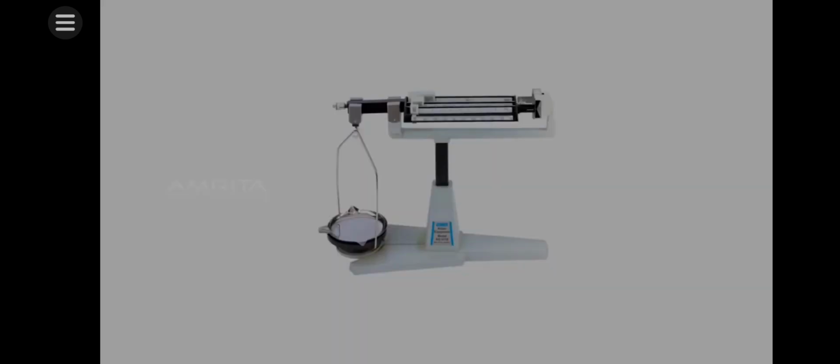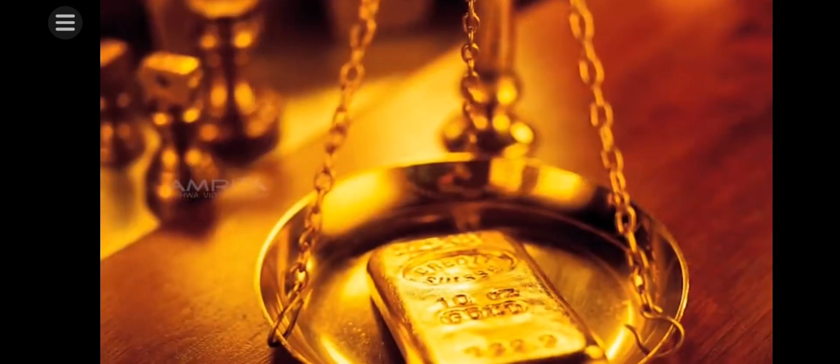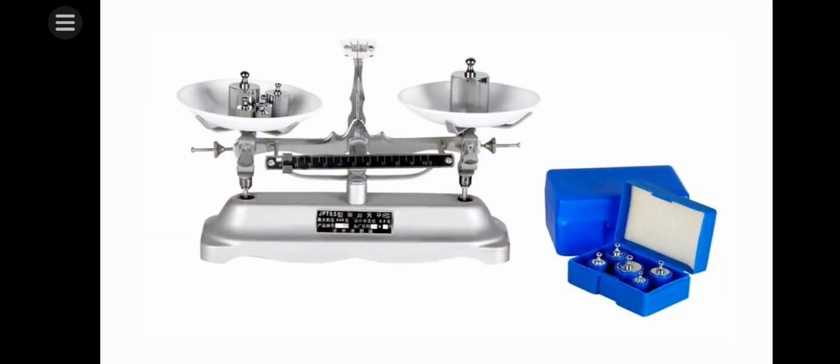Applications: beam balances are used for precision mass measurements. They are used by goldsmiths, scientists and researchers.